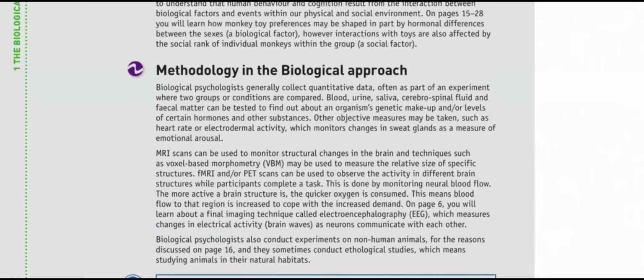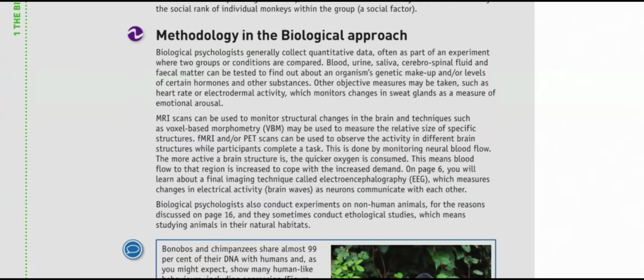Methodology and biological approach. So biological psychologists generally collect quantitative data. They usually have experiments, they have very objective measures, because when you're looking at biological data, you require that sort of machinery, and because of that, it's very objective as well. So for example, when you're looking at the brain, you will require an ECG machine, or an EEG machine, right? Because you're using a machine, the data is very valid, goes without saying.